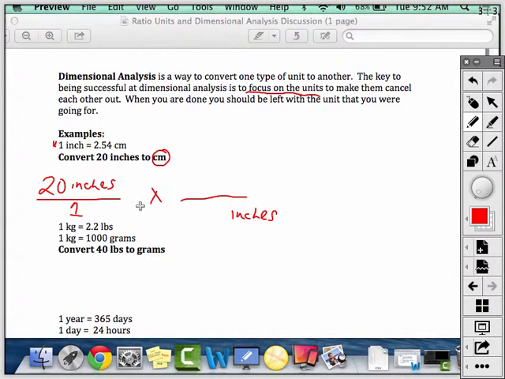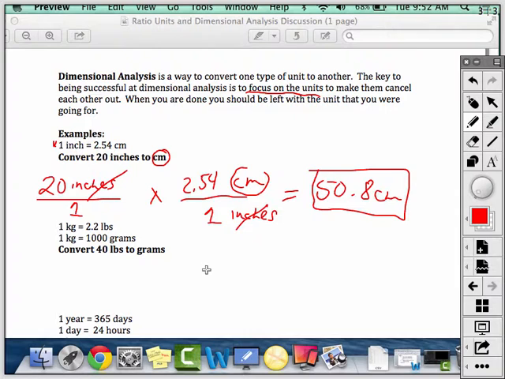Now I look at my ratio here, and it says 1 inch, so I'm going to write 1 inch. 1 inch equals how many centimeters? 2.54, and I'm going to write that up here. Notice the top number is what I want it to be in. I want it to be in centimeters. So inches will cancel, and I want it to be in centimeters. If you take 20 times 2.54, I believe you get 50.8 centimeters. And that would be my answer.